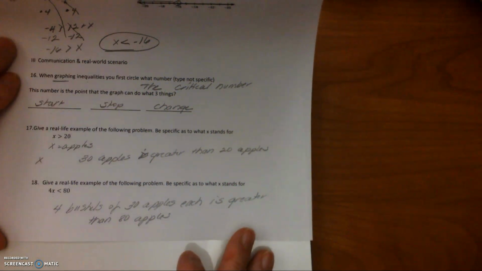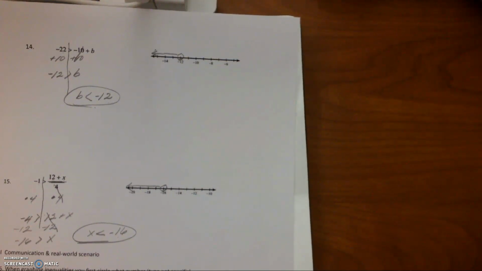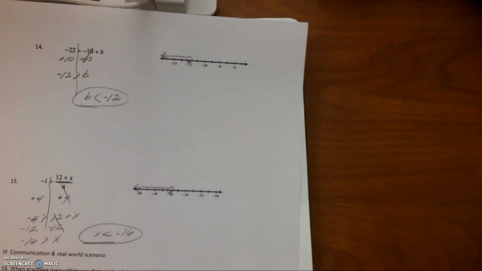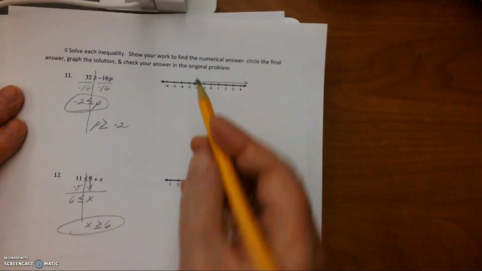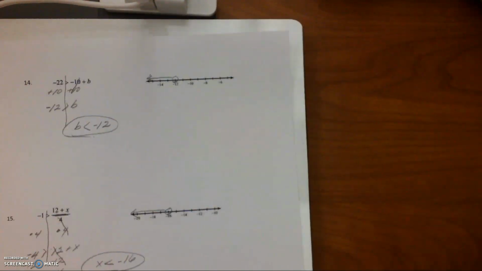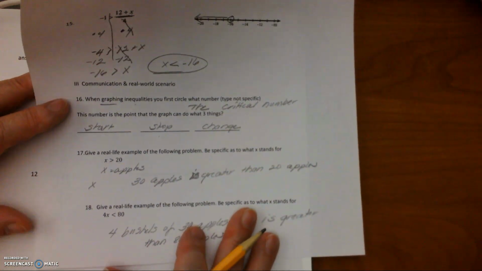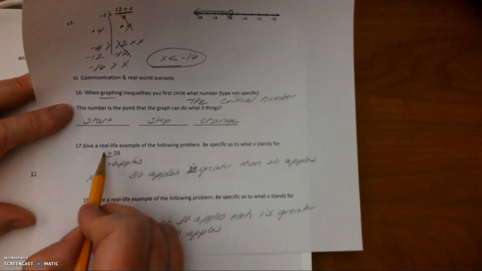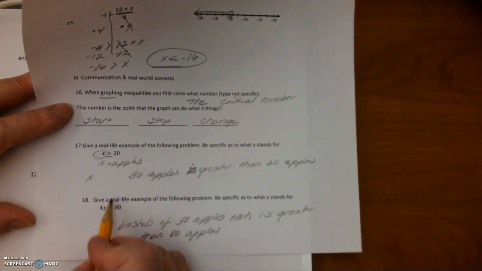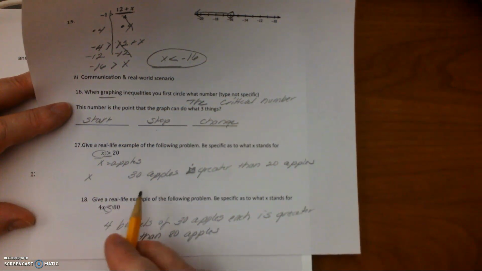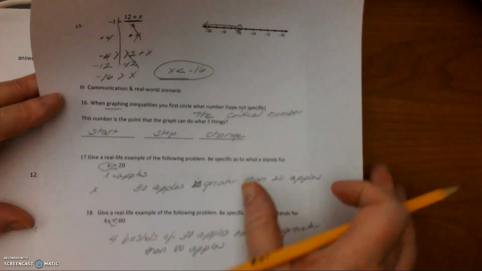Okay? Look over, make sure you understand it. Remember, when graphing these numbers on the inequalities in here, I'll go circle the numbers again because I didn't do that, but -2, -6, 18, those are all the critical numbers. Okay? That's where it starts. And then the three things you can do are start, stop, or change. And look at how I worded the word problems. You can word it a little bit differently, as long as you get the point across that you understand what the inequality means and what the X stands for. So here we had bushels of apples, and this we had just plain apples. Okay? Thanks for listening.